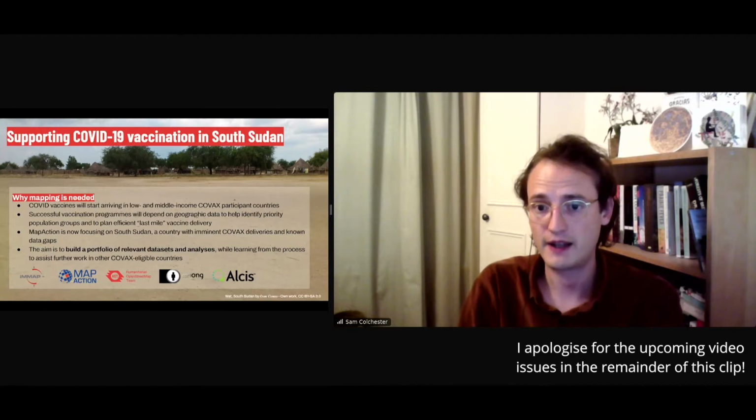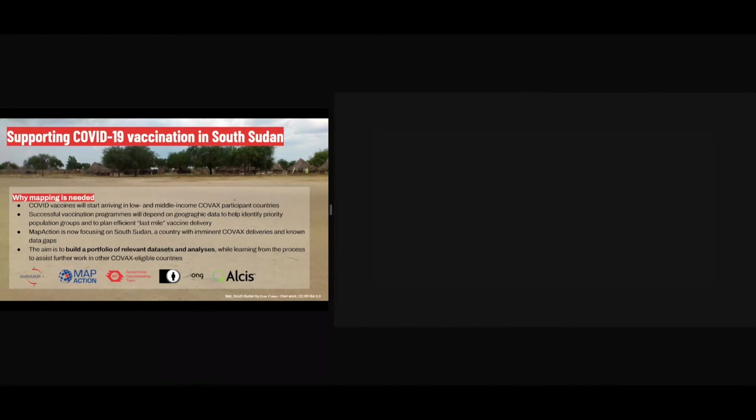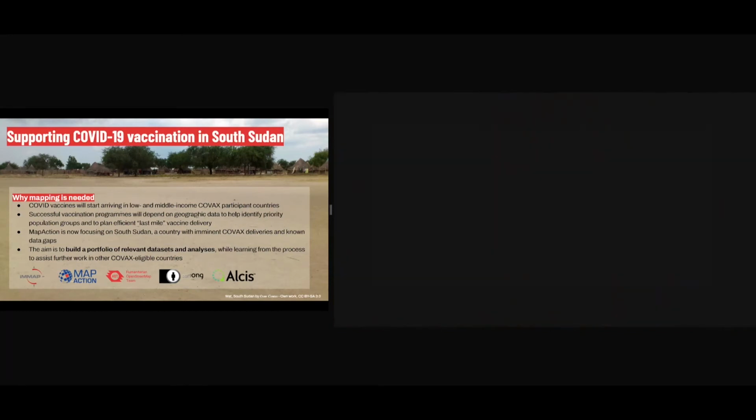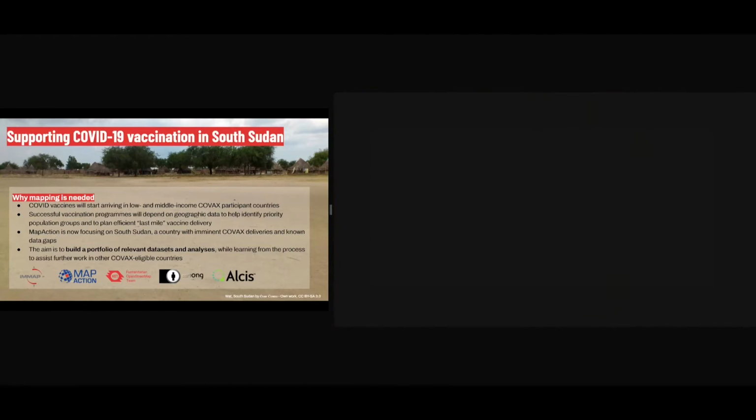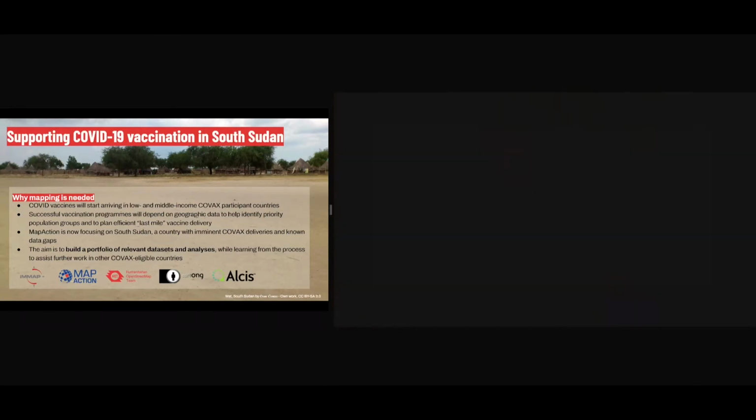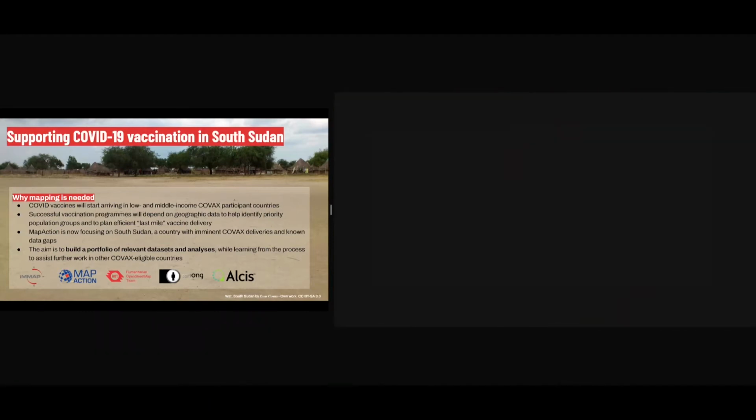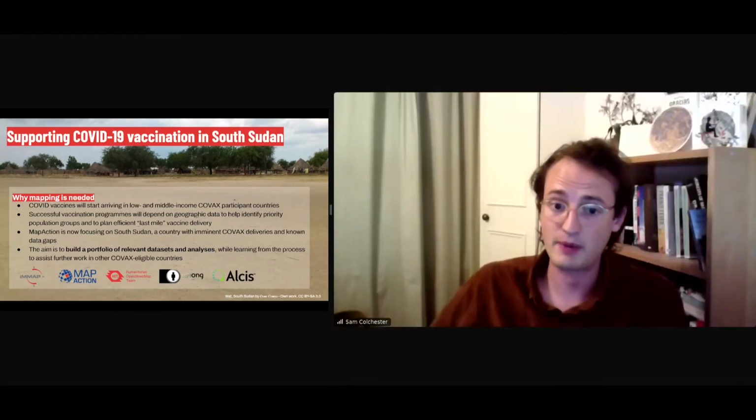So far, we've mapped almost the whole of a region in South Sudan called Western Equatoria, in the southwest of South Sudan. So effectively, the GIM initiative is aware of many of the likely data gaps in many low-income countries, and with imminent COVID-19 vaccine delivery, these data gaps are problematic.